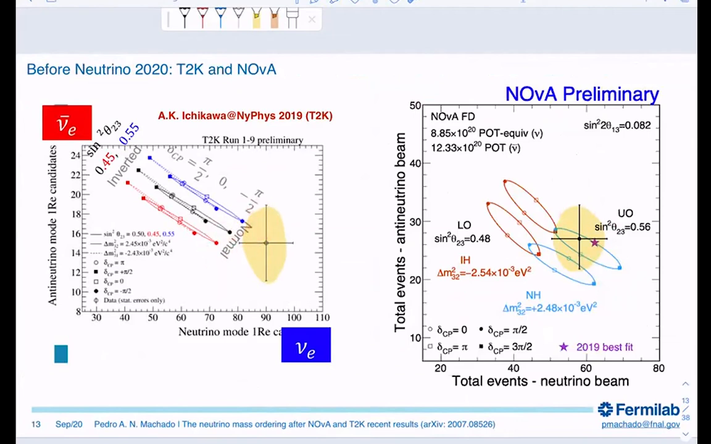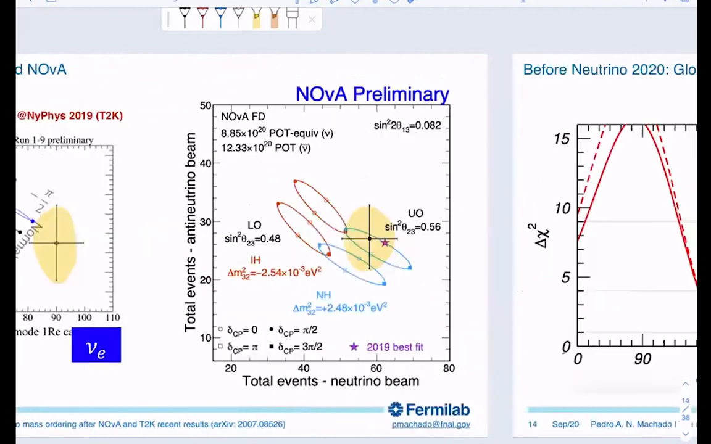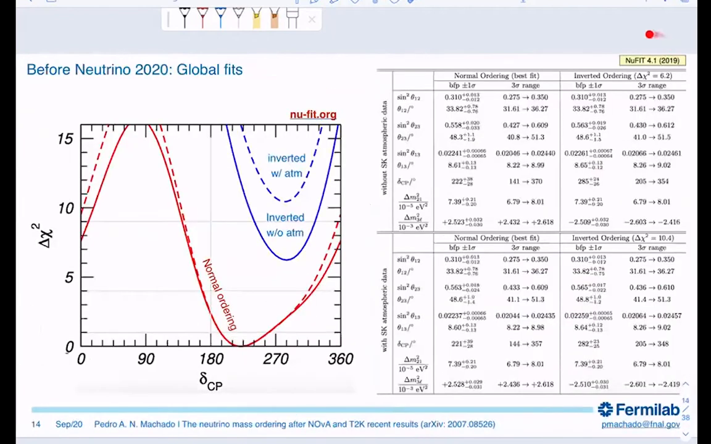So when you combine these, you can do a global fit, and this is what you get. This is a result from the old fit from the NuFit group. And this is the chi-square for the global fit as a function of delta CP for normal ordering and inverted ordering. Don't look at the dashed lines for now. The solid lines here are basically normal ordering, all data without atmospheric neutrinos. And this one is the same, but for inverted ordering, okay?